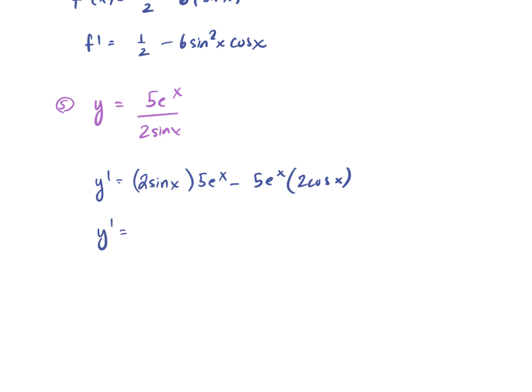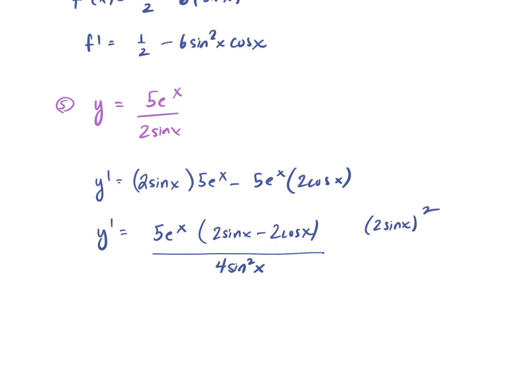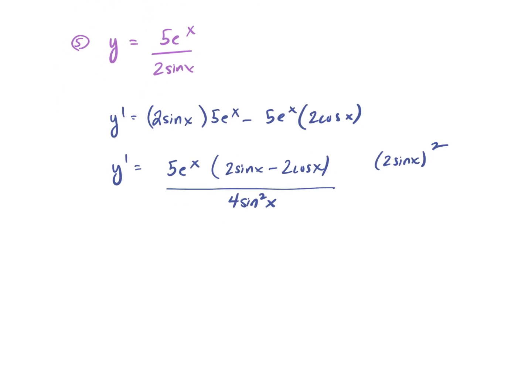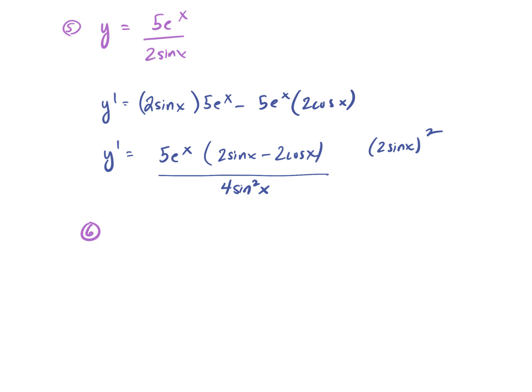So y prime, we're going to get, I took out a 5 e to the x, and then you get 2 sine of x. I could definitely have taken out a 2 as well, but I'm going to leave it in. Minus 2 cosine of x, and then over the bottom squared. So you get 4 sine squared of x, because it's 2 sine of x and then squared. And again, if you want to simplify, take out a 2, you can do that, but I'm just going to leave it like that.